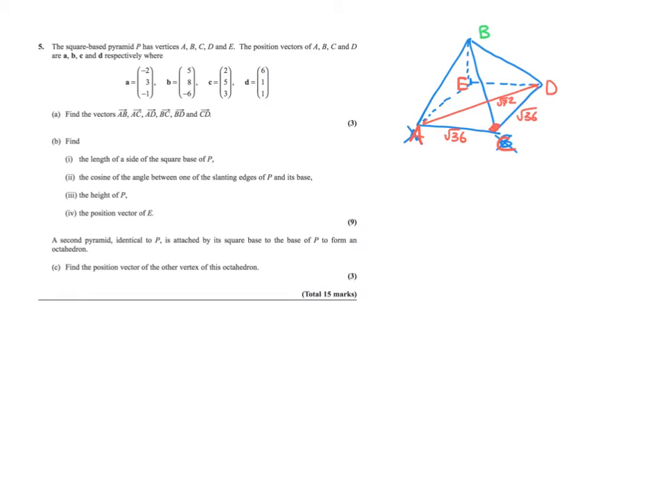Now, part 4, the position vector of E. Now I'm going to make use of some maths that you will cover in the further maths specification, which you may not have seen yet. And it's all to do with vectors. Now imagine you have a line. We know how to find the Cartesian equation of a line. We can also find the vector equation of a line.